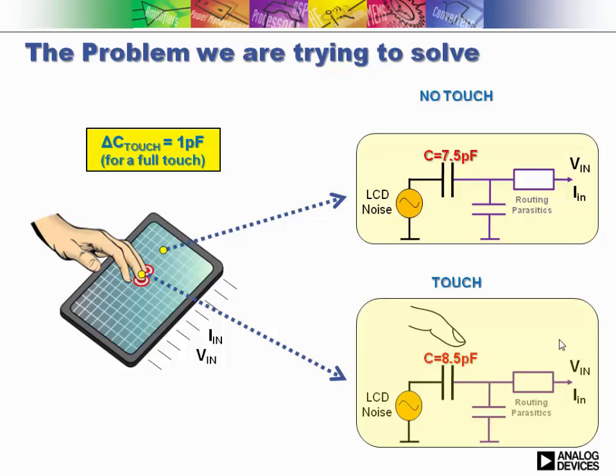And there are different problems here. One of them is, let's say, LCD noise. You have to think about the LCD, which is at the bottom of this sensor. The sensor on top of the LCD is changing electrically. That causes noise in your measurements, noise you have to deal with.